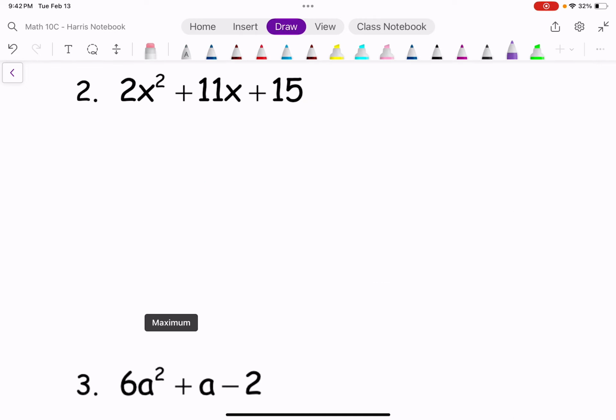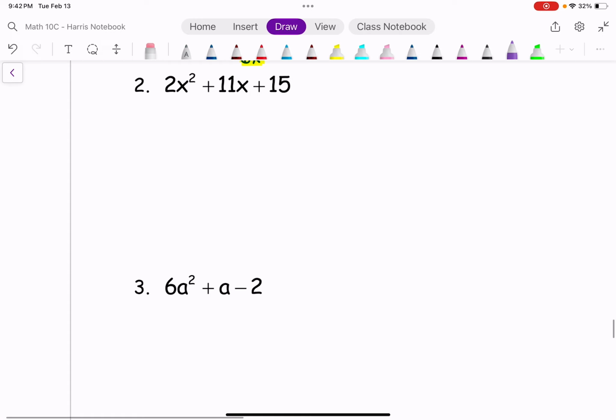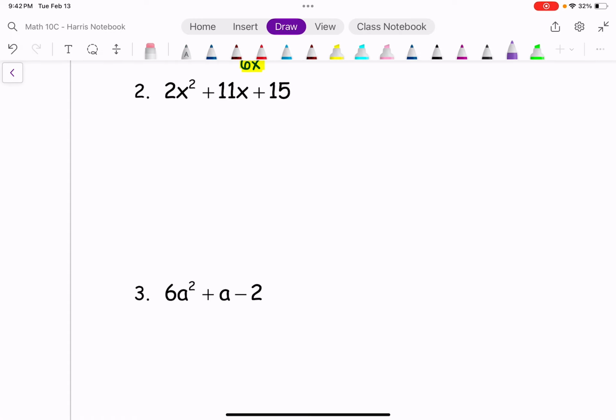Okay, let's do another one. So I have 2x squared plus 11x plus 15. So I'm going to set up my brackets. So I have a bracket, bracket, bracket, bracket. Okay, I know that there has to be at least x and x, but I know there's going to be a 2 in one of them because I think of the numbers that I can split up 2. Okay, well, it's 1 and 2, and that's it. So the first bracket is going to have a 2x, and the second bracket's going to have a 1x. So 2x times x gives me a 2x squared.